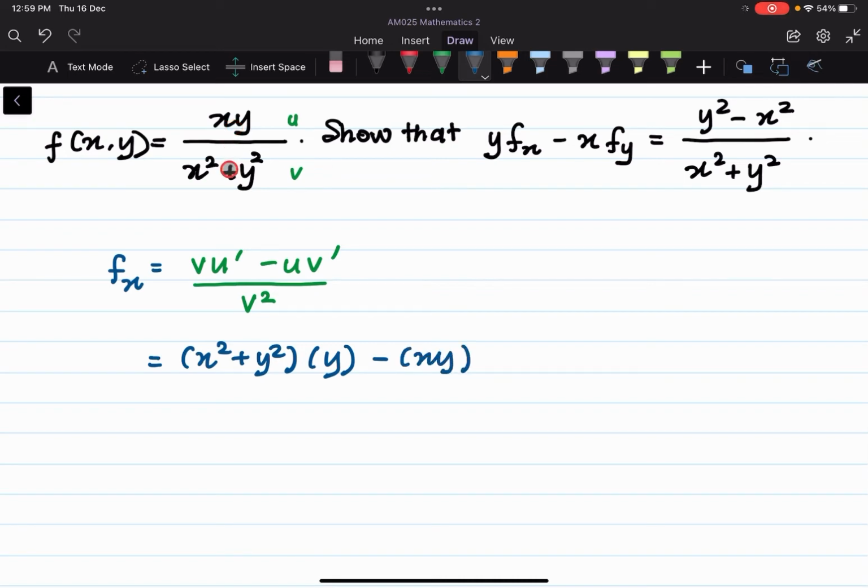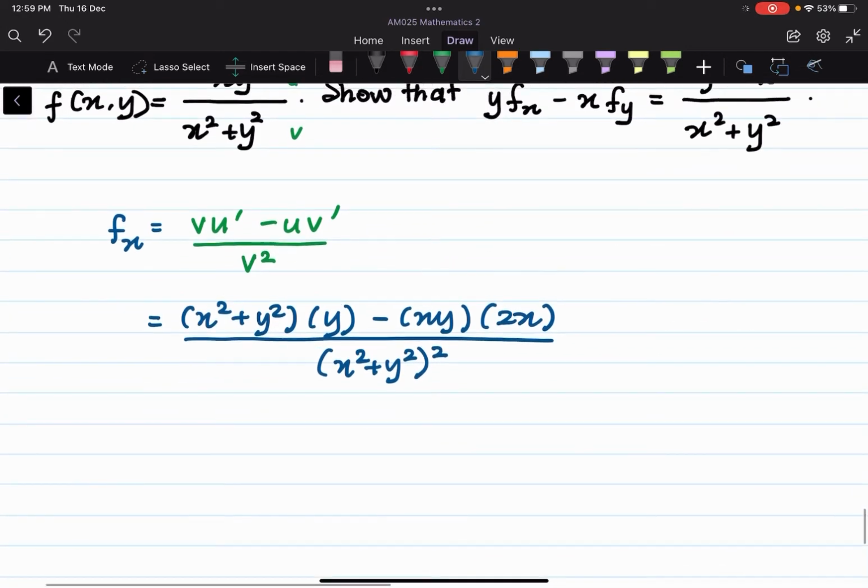and differentiate v with respect to x. Differentiate x squared with respect to x is 2x, and differentiate y squared with respect to x is 0, because y squared is constant. Differentiate a constant is 0. Divide by v squared, which is x squared plus y squared, squared.